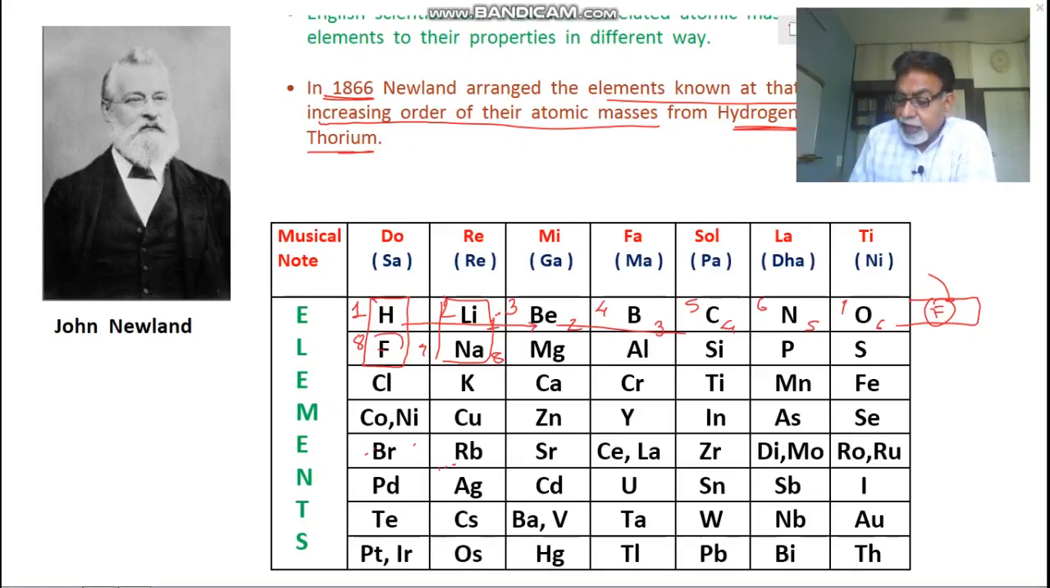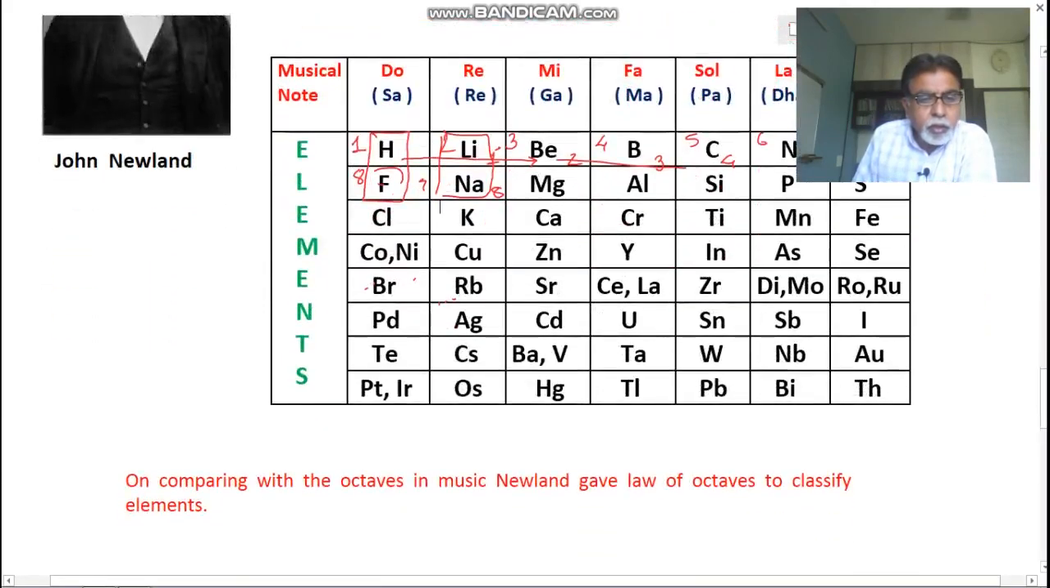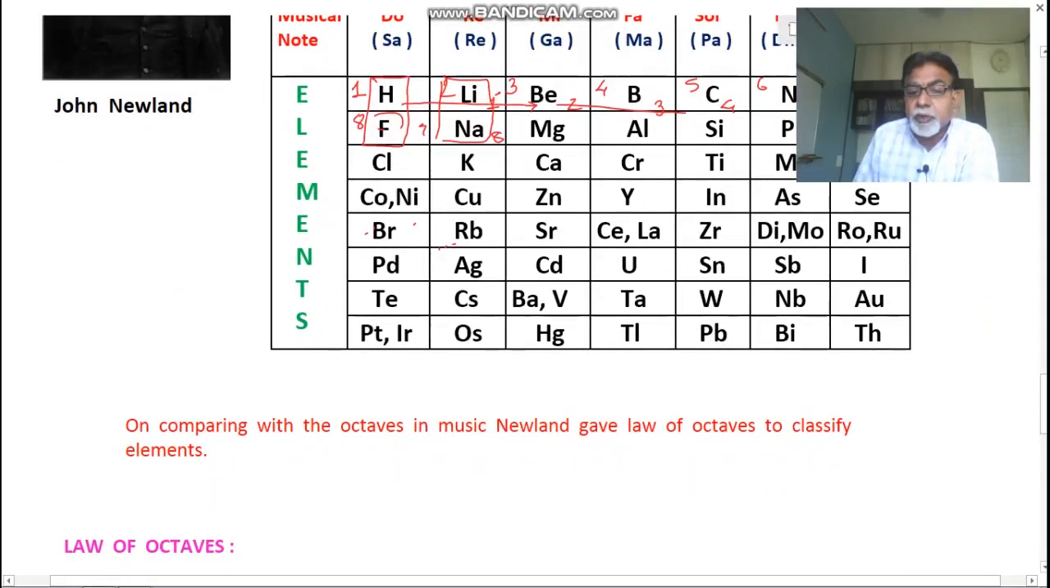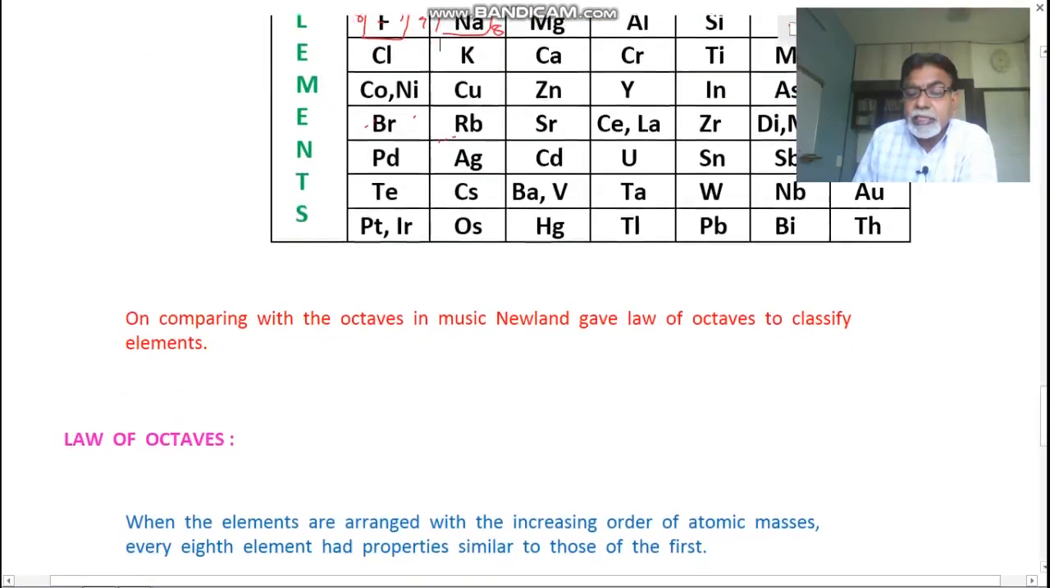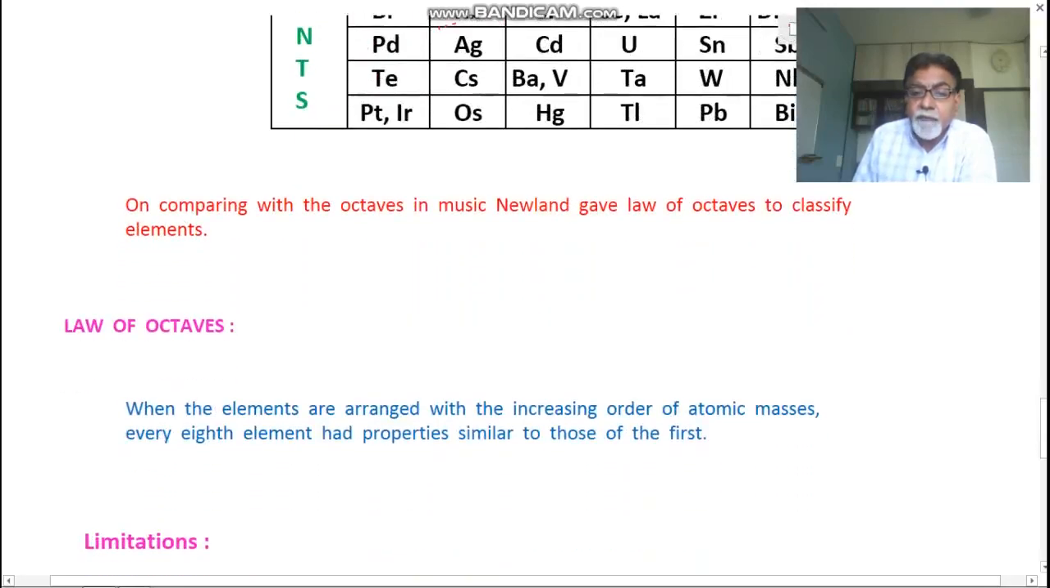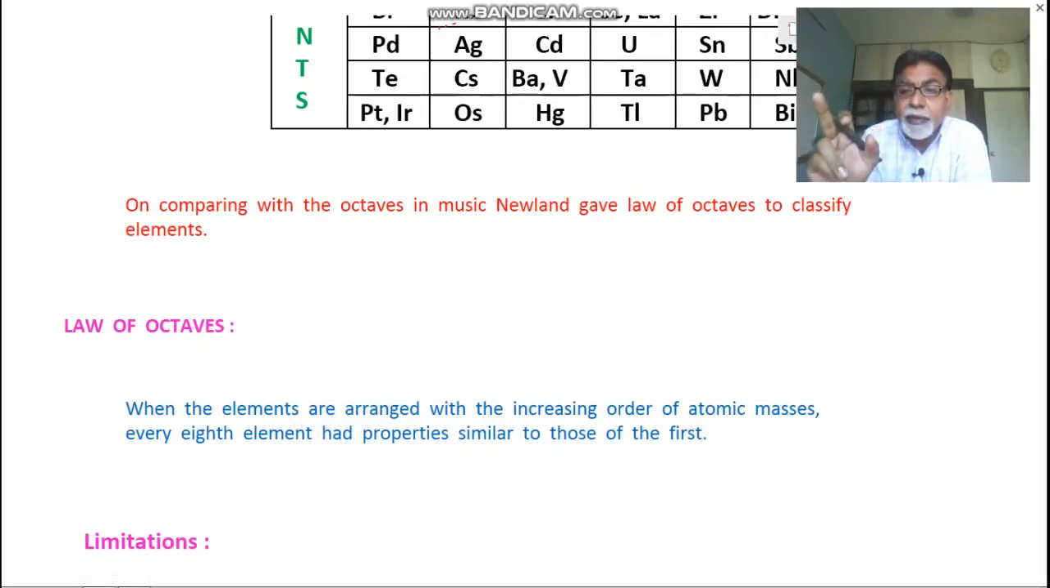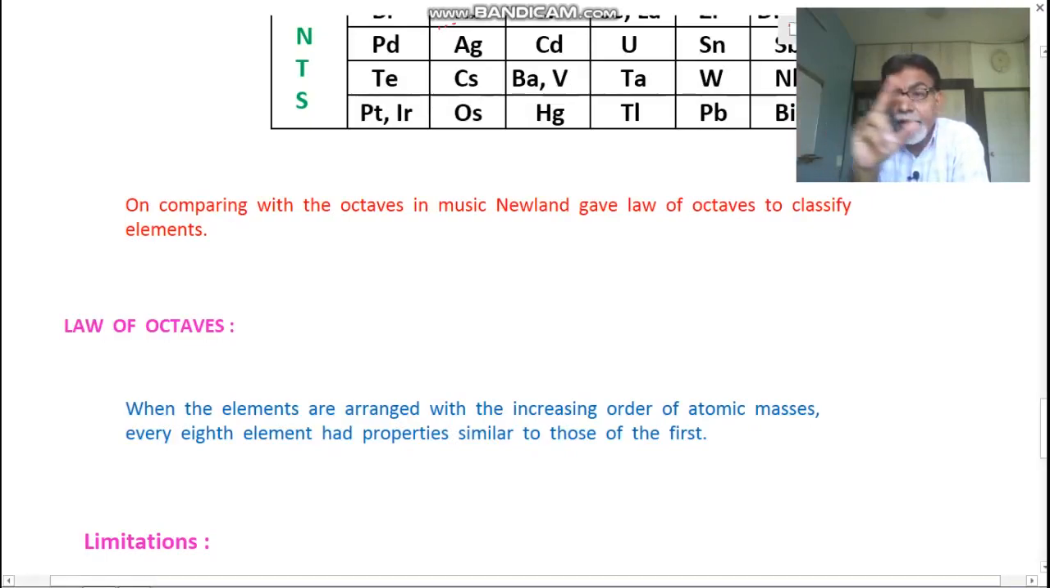Okay, in that way. On comparing with the octaves in music, Newlands gave the law of octaves to classify the elements. And look, when the elements are arranged in the increasing order of their atomic masses, every 8th element has similar chemical property to the first. This is called the law of octaves. And he made this 7/8 tabular form, त्याने अशा प्रकारे तेव्हा एलिमेंट अरेंज केले.